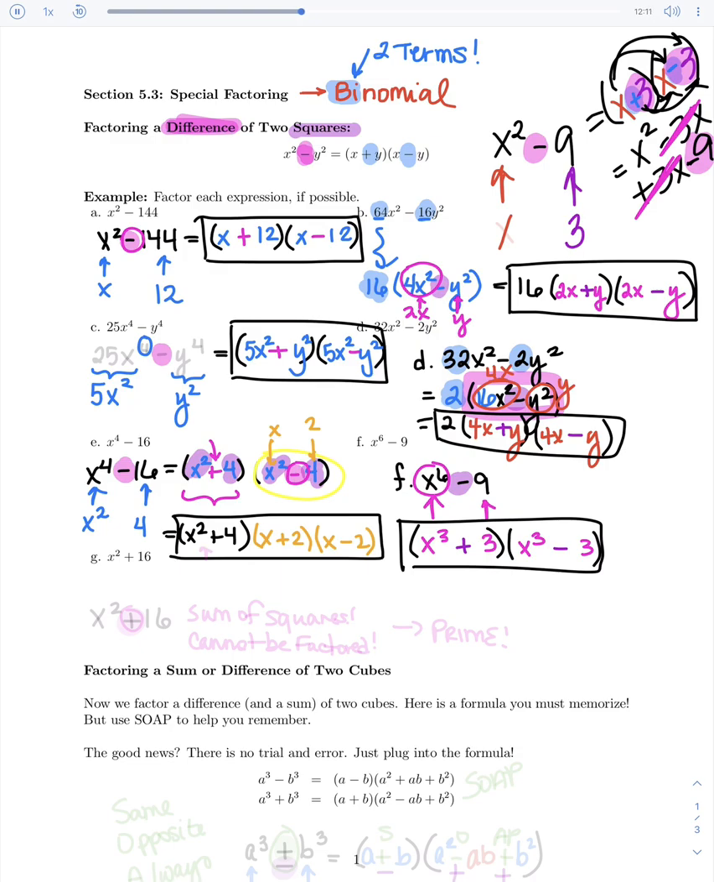Let's take a look at the last one, G. On G, we have an x squared plus 16. Yes, the x is squared. Yes, the 16 is 4 squared. There is a problem, though. The problem is right in the middle. We've got a plus. We said that our rule only works if you have a difference or a minus sign. So we looked at a plus sign earlier and we said you can't do it. And that's going to be the same here, is whenever you see a sum of squares, it actually cannot be factored. And what do we say when something cannot be factored? There's a special word for it. It's that it is prime.